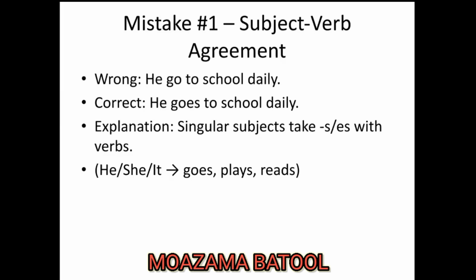So mistake number 1 is subject-verb agreement. Subject-verb agreement is a very common topic. According to the subject, we always put a helping verb in the sentence. For example, if we write, "he go to school daily," it will be a wrong sentence. The correct sentence will be: "he goes to school daily," because here he is a singular pronoun, and in present indefinite tense with singular subjects like he, she, it, we use s or es with verbs.